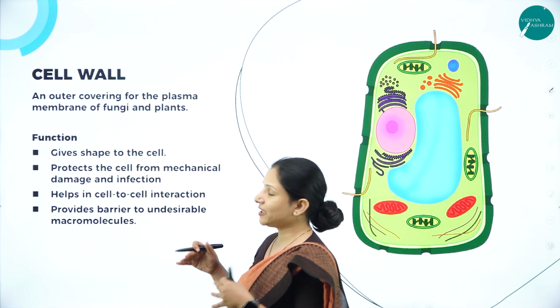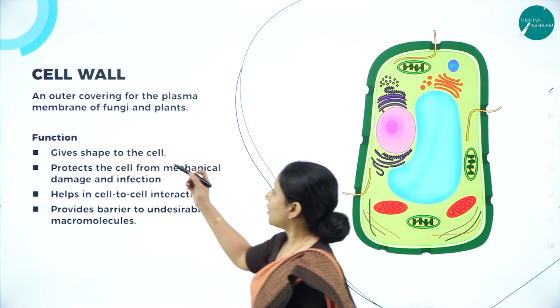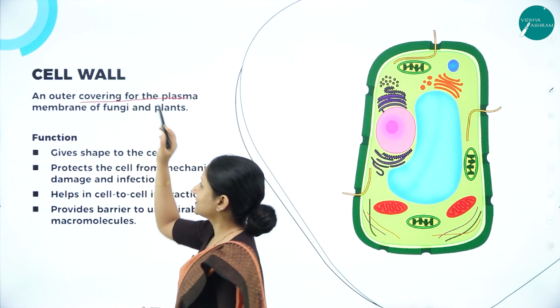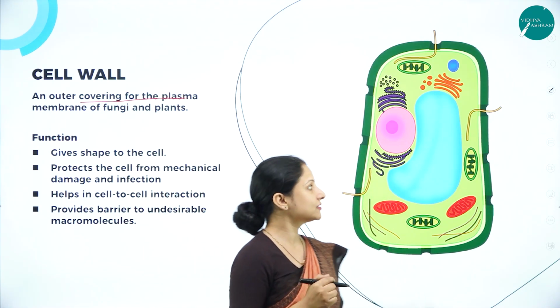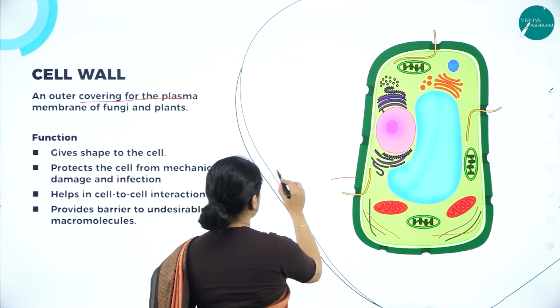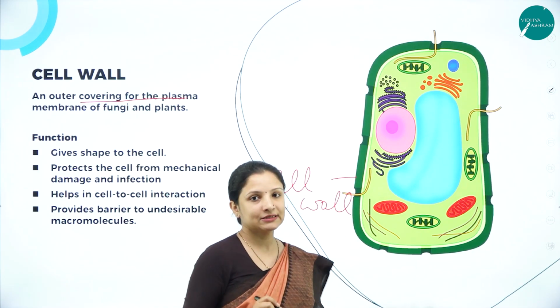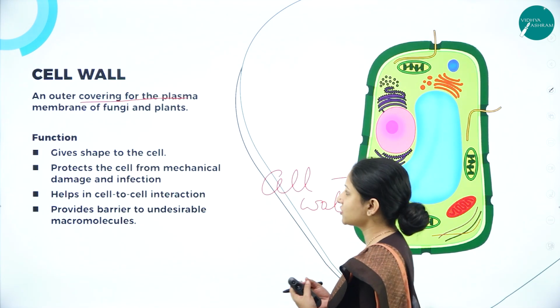But the plants, be it the fungi, be it the algae and all that, they have an outer covering which is called the cell wall. And that outer covering is nothing but the covering present above the plasma membrane. So this is the cell wall. So we'll study about this cell wall, how it looks, what is its structure and all that.